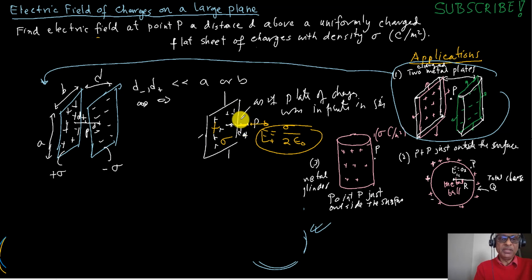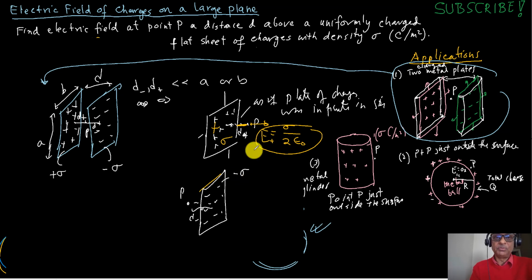Okay, so at point P, if we do the same thing for this negative charge, this is the negative charge, and point P is here, and you have this is D minus, so this is minus sigma. So now we'll just call it sigma, but this sigma is less than 0. Okay, let's call it sigma plus, sigma minus.